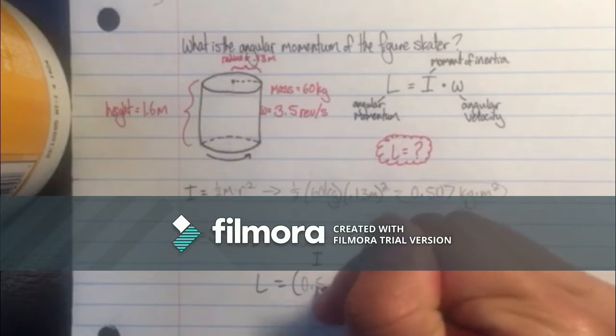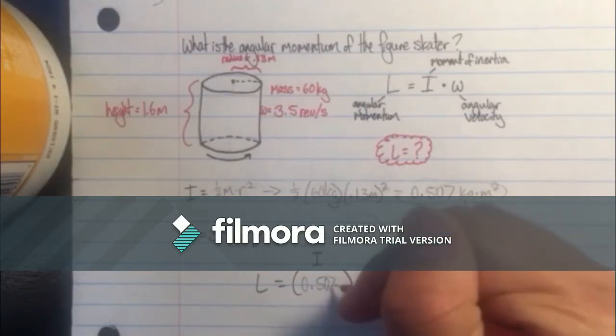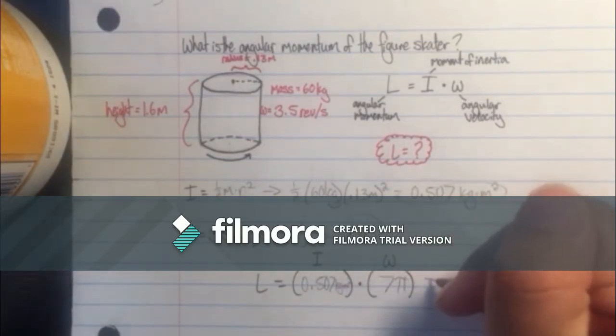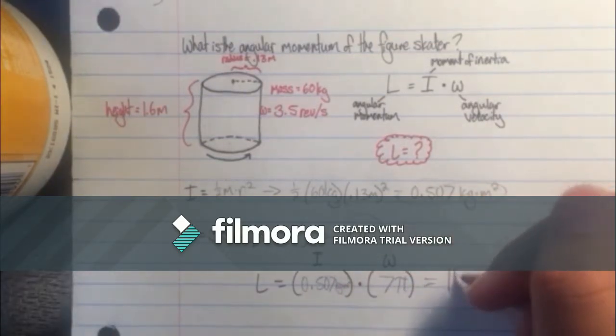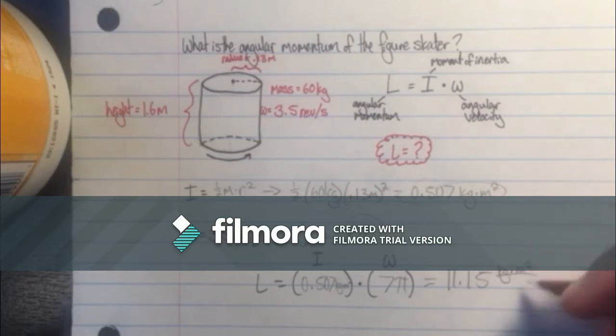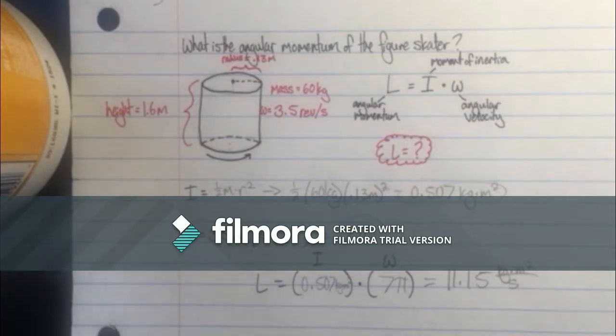So that will be 0.507 kilograms times meters squared times 7 pi, and that will come out to 11.15 kilograms times meters squared over seconds. And that is the angular momentum. Next, Samuel will be presenting how to solve part B of the problem, which is the torque required to slow her to a stop.